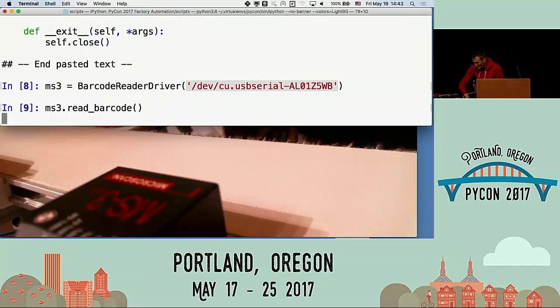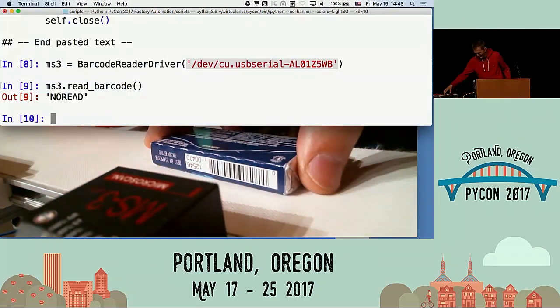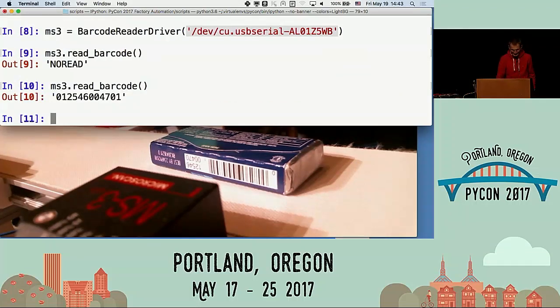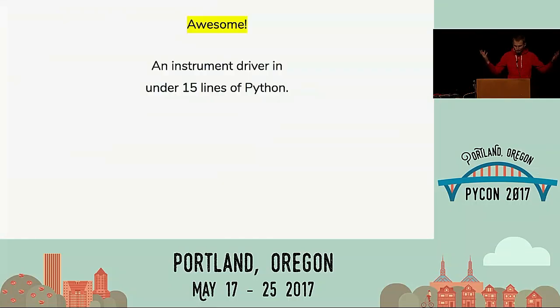Oh, there's no barcode there. I wonder what it's going to do now. Oh, no read. OK. There we go. So that's cool. Instrument driver, 15 lines of Python. We are automation engineers now.